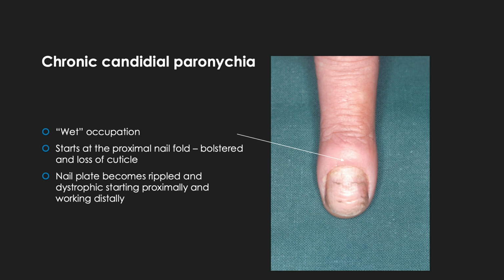What happens then is that the nail plate will become secondarily infected and becomes rippled, starting at the proximal nail fold and then slowly spreading out to affect the rest of the nail plate distally. So this is called a chronic candidal paronychia. It produces bolstering and swelling of the proximal nail fold, and because the nail matrix is below here from where the nail plate grows, it produces bolstering, then a secondary dystrophic nail plate.